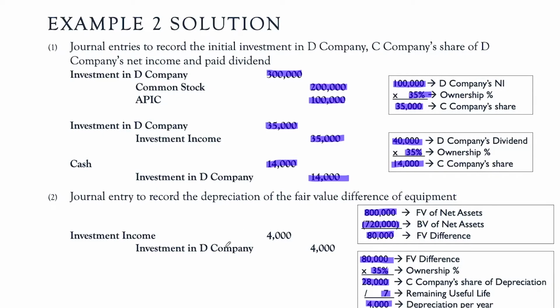Now, again, going back, this is remembering journal entries. We know the depreciation, or C company's share thereof, lowers the income account and lowers the investment account. So we're going to debit investment income of $4,000, and we're going to credit investment in D company of $4,000.